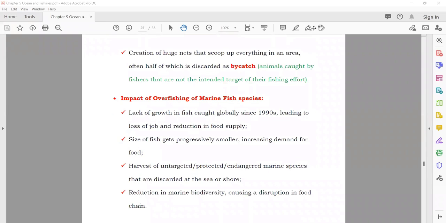After that, the creation of huge nets that scoop everything in an area, and often half of it is discarded as bycatch. What is bycatch? Very simple. For example, let's say Leen went to the ocean, and Leen wants to catch only one fish, let's say Hamur.